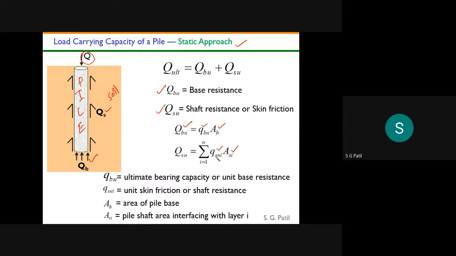Here, summation i going from 1 to n means that if you have different layers of soil, you have to calculate the shaft resistance for the different soil layers. Suppose here I have a sand, and here a clay, and again sand. Then I have to add up all the shaft resistances. That's why I'm putting the summation i from 1 to n. First we will see how to calculate QBU.